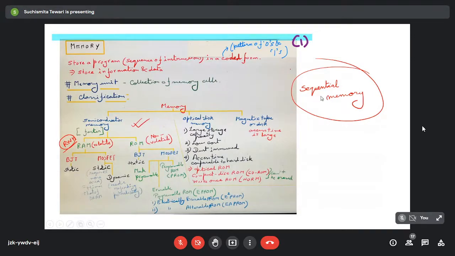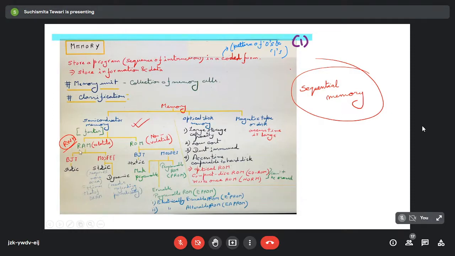Generally, the operating system of a computer is stored in this sequential memory type. When you switch on, the boot screen comes up and the booting happens, that only happens once. So you can actually wait for like 1 minute or 2 minutes. So generally sequential memory is used for storing the operating system. Now let us come back to this RAM and ROM. We are going to focus on these two.